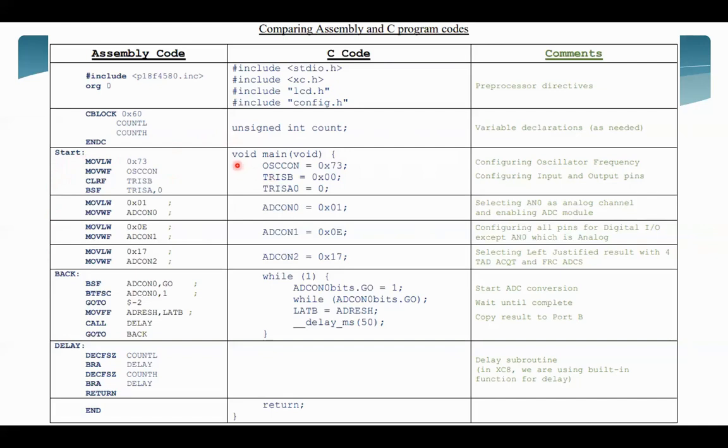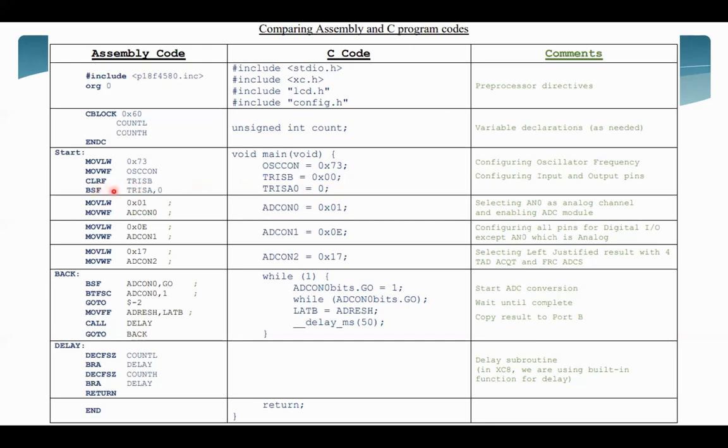So in the main function, void main, OSCCON equals. In assembly, we have to write two instructions to copy any data to a variable or to a register: MOVLW 0x73 and MOVWF OSCCON. In C, it is much easier. You can simply write OSCCON = 0x73. So data is directly copied to this register. Similarly, CLRF TRISB. In C, we can simply write TRISB = 0.